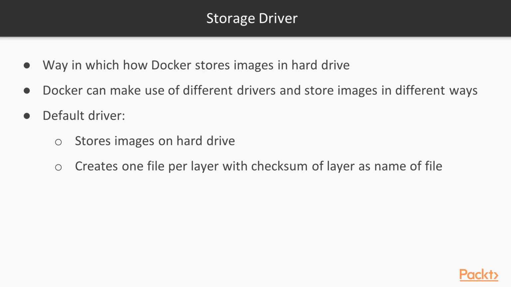The way in which Docker stores the images on the hard drive is the responsibility of the storage driver. Docker can make use of different drivers and store the images in different ways. The default driver stores the images on the hard drive, creating one file per layer with the checksum of the layer as the name of the file.